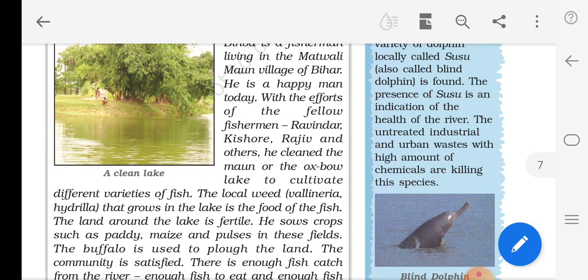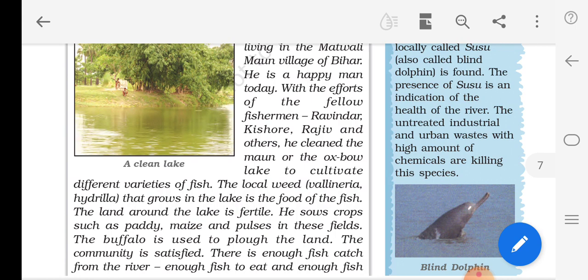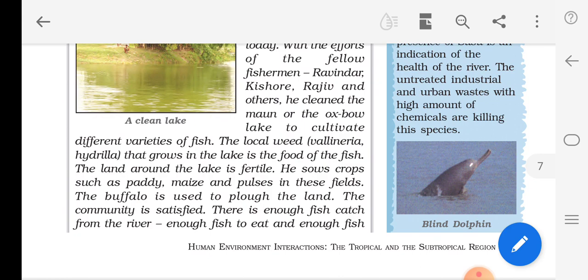But untreated industrial and urban waste with a high amount of chemicals is killing the species. What is happening nowadays? Because of industrial waste and also urban waste, that is, from the city side, people's wastes, the drainage, everything gets into this river, and the chemical reactions are killing the species.